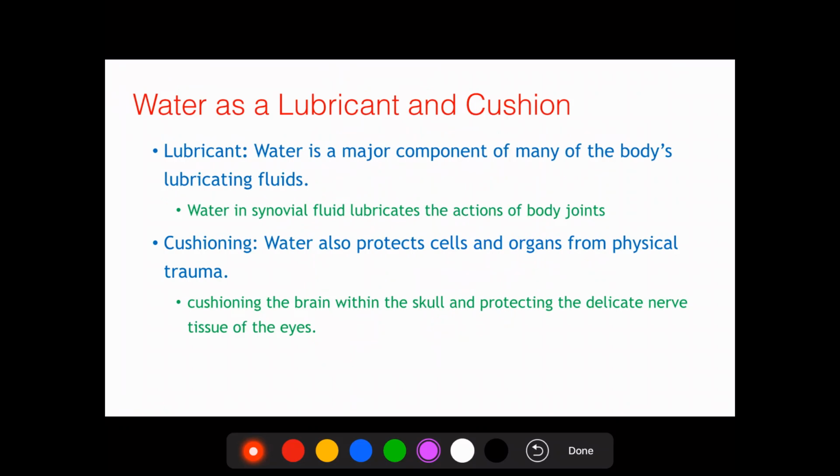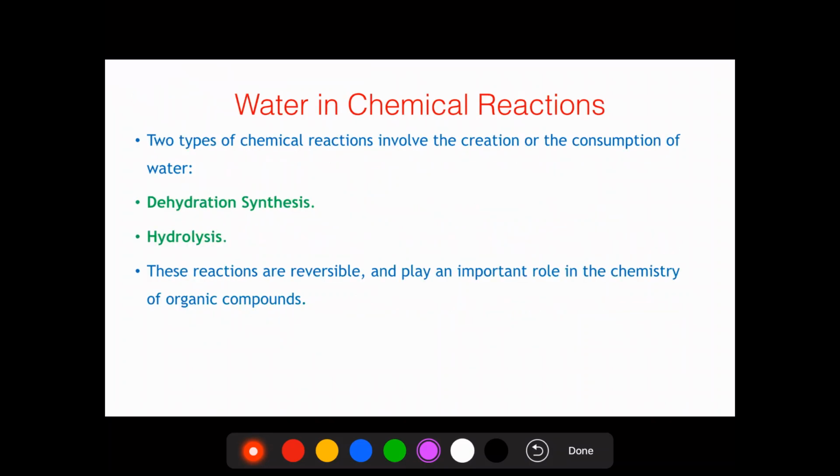Also, water works as lubricant and cushion. It's a major component of many of the body's lubricant fluids, like synovial fluid. We'll see this in joints. Cushioning, we will see it in the brain, protecting cells and organs from physical trauma. Again, we will see that in the brain. We will see it in the eyes. Okay, all of these are functions of water.